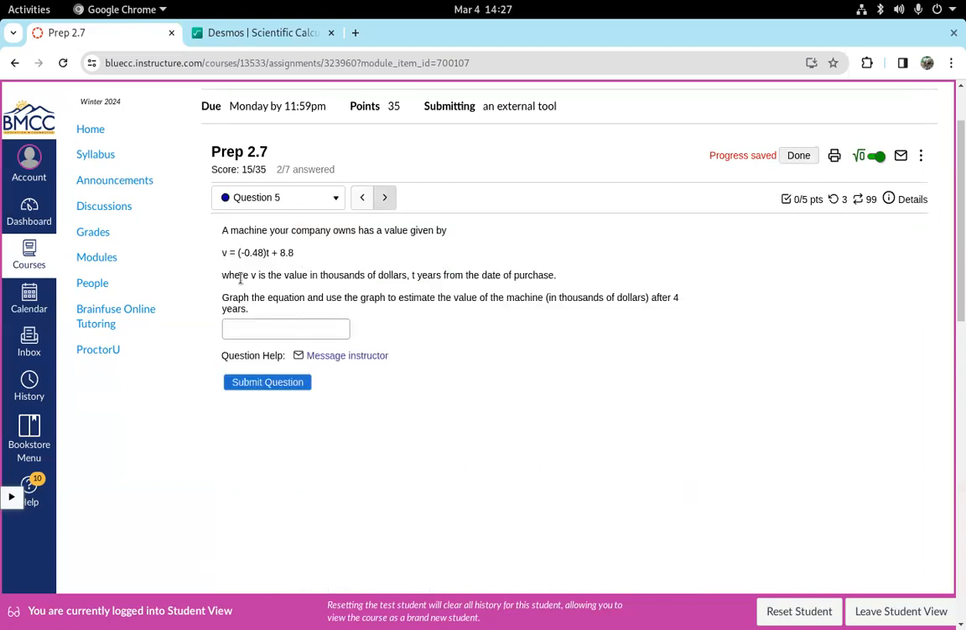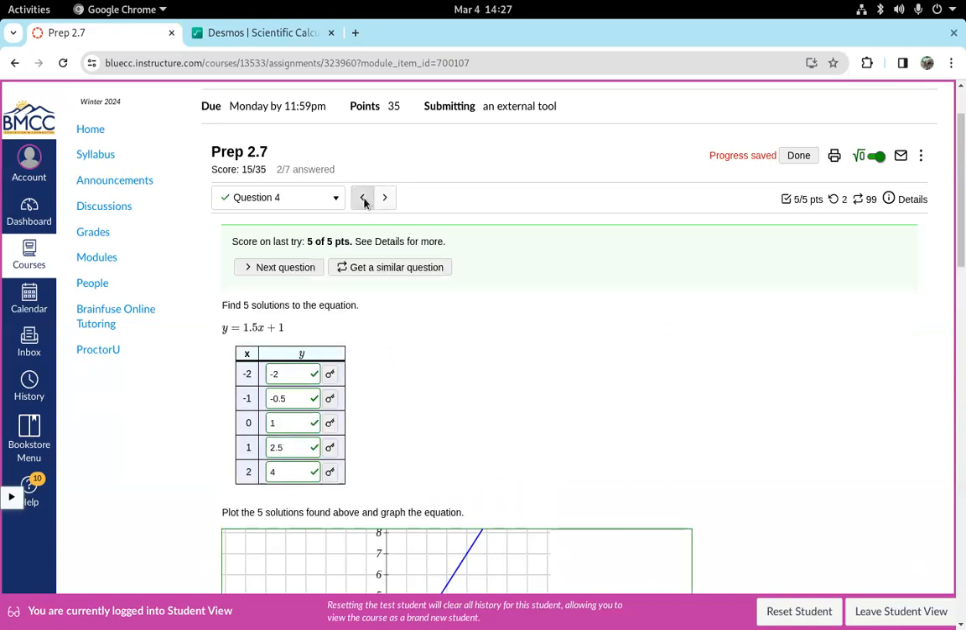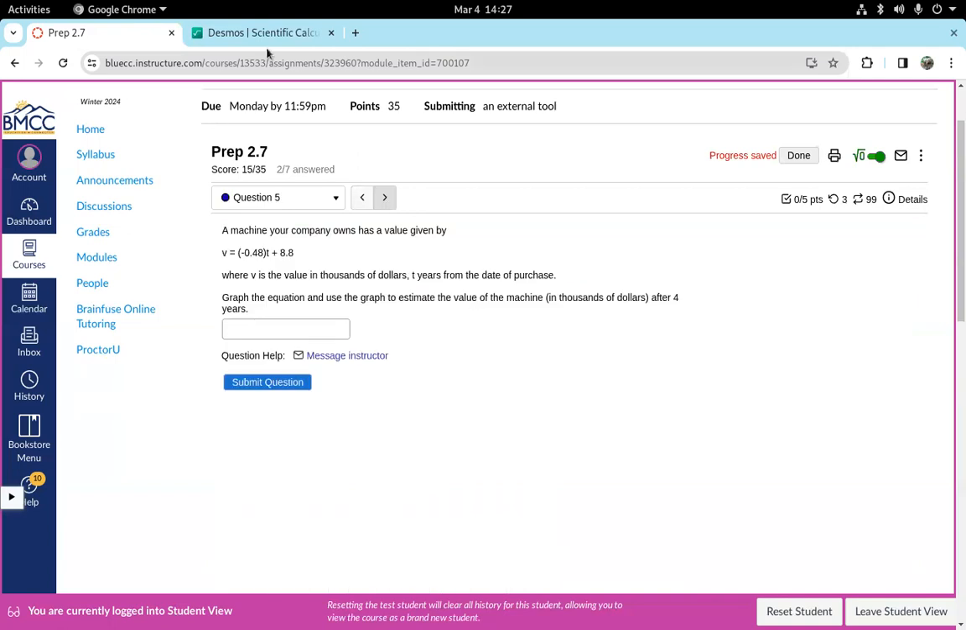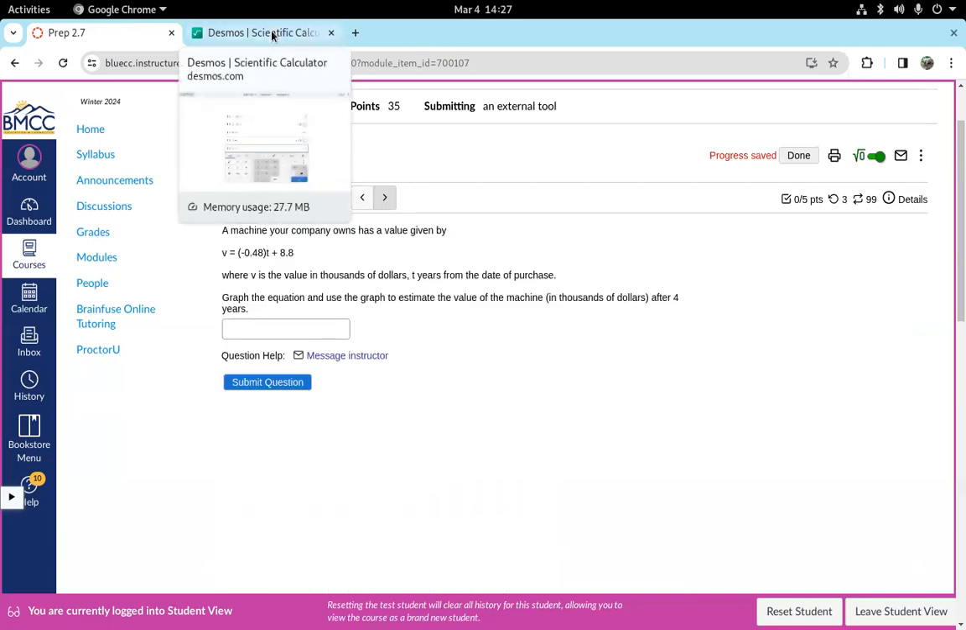This one here, let's see, a machine your company owns has a value given by V equals -4.8 times T plus 8.8. V is the value in thousands of dollars. T is years after the date of purchase. Graph the equation. Okay, so we could graph this in a couple of different ways. We could try to plot some points in a table like that, or we could use a computer to graph it for us. So I'm going to try a computer.